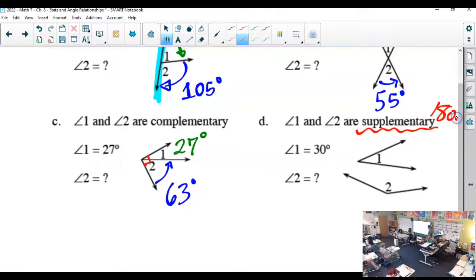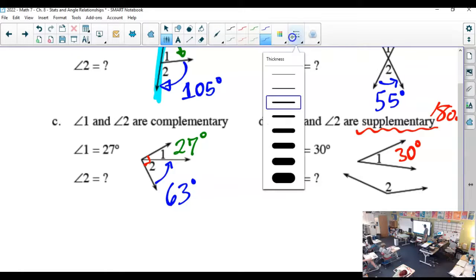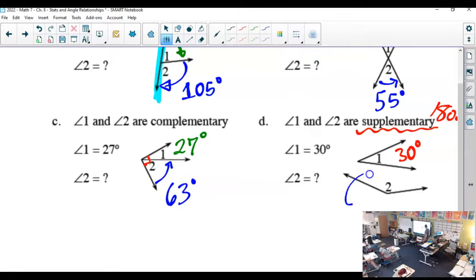And I can't fit my degree symbol really. So if 1 is 30 degrees, what does 2 have to be? Anybody? 150 degrees. And barely in the nick of time, that is all that we have time to do today. Guys, when you're doing your homework, you should be looking at your notes. Thank you very much. Have a great day, guys.